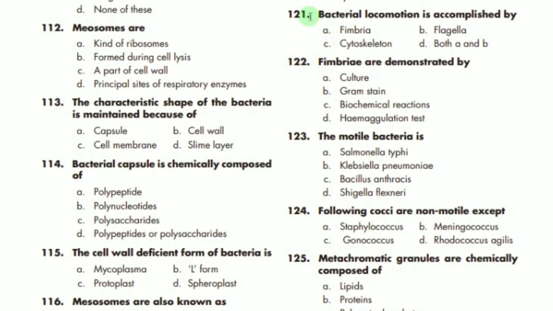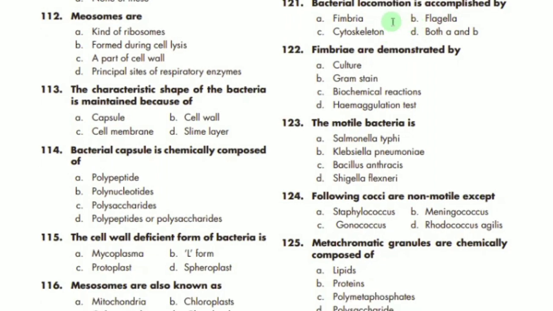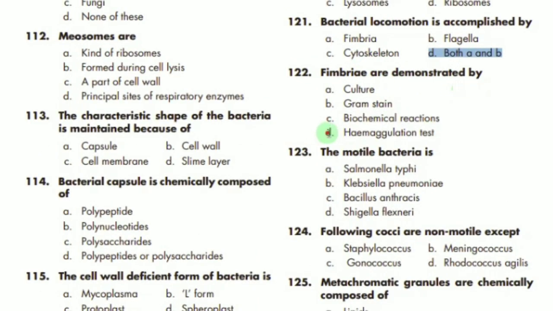So let's talk. Now 121 MCQ says that bacterial locomotion is accomplished by, so it is mostly accomplished by flagella as well as fimbria. So D is the correct option, both A, B. Fimbria are demonstrated by, so it is most demonstrated by the hemagglutinin test. D is the correct option. The motile bacteria is Salmonella typhimurium. Again, Salmonella typhi. A is the correct option.